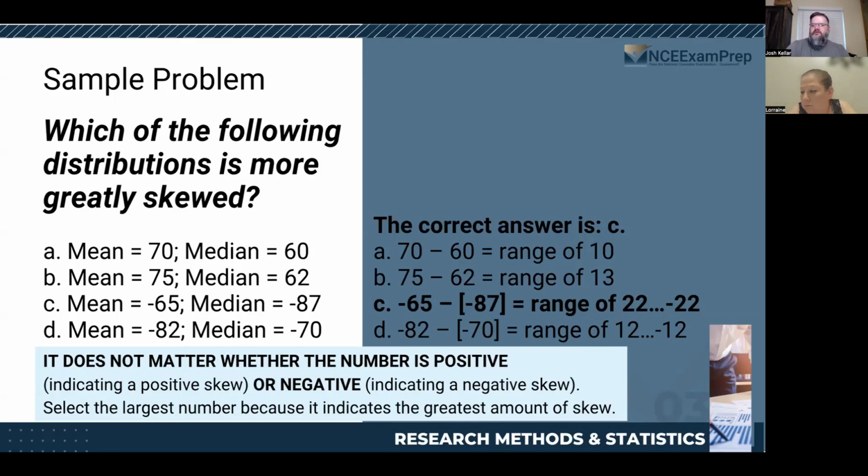So let's suppose all that you were given was the degree of skewedness: 10, 13, negative 22, and negative 12. That's the degree of skew. And you were asked which one is most greatly skewed. Negative 22 is more greatly skewed than 10, even though 10 is a positive number. It's which one is furthest away from 0, right? Negative 22 is further away from 0 than positive 10 is.